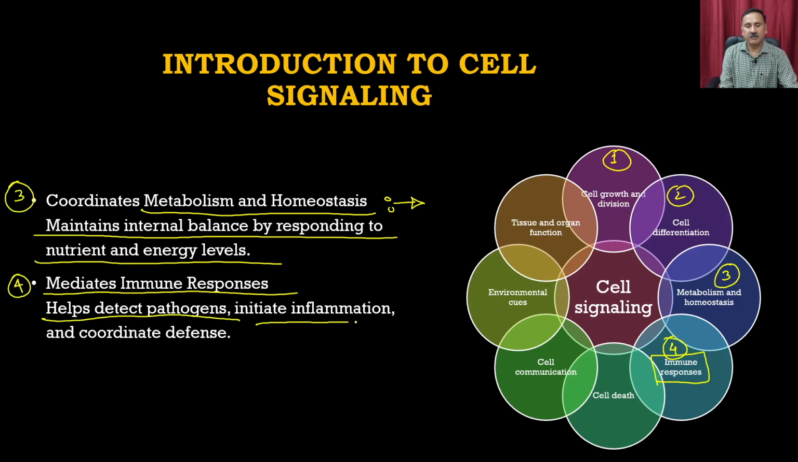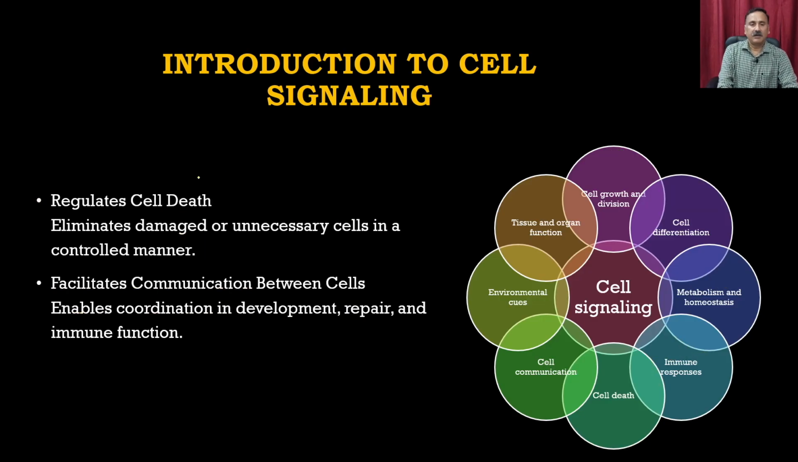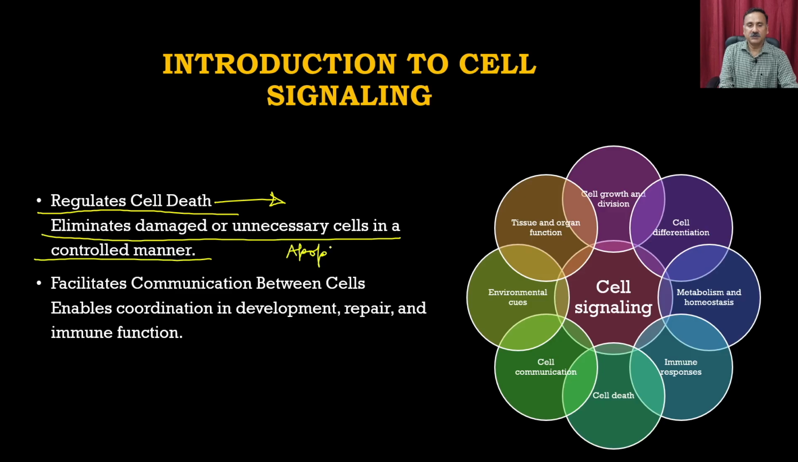It is going to help initiate inflammation and coordinate the defense. Then we also require cell signaling for regulating cell death, right? So we have discussed apoptosis. There are so many caspases, initiator caspases and executor caspases, that are required for eliminating damaged or unnecessary tissue in a controlled manner, which means we are talking about apoptosis.